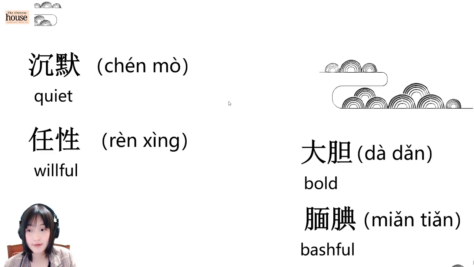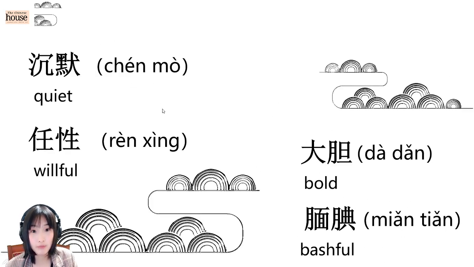And then we have quiet, 沉默. Right after me. And willful, 任性, both first tone, 任性. And then bold, 大胆. And bashful, 腼腆, both third tone, 腼腆.